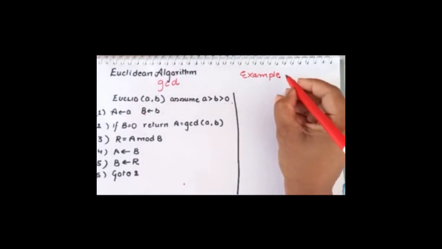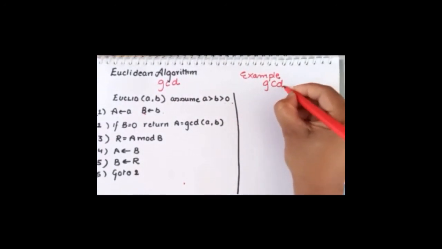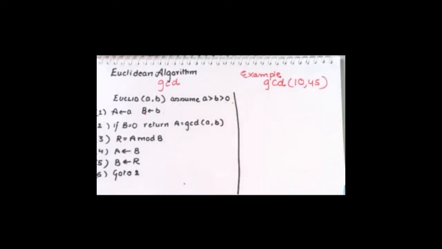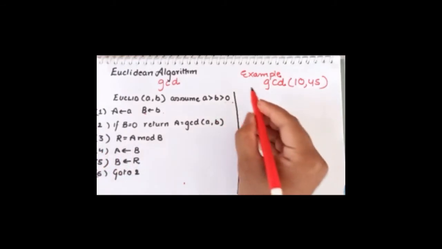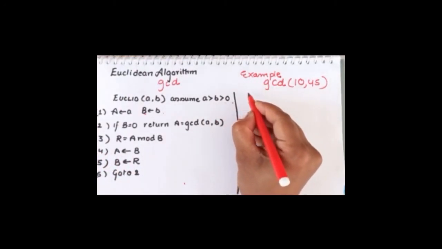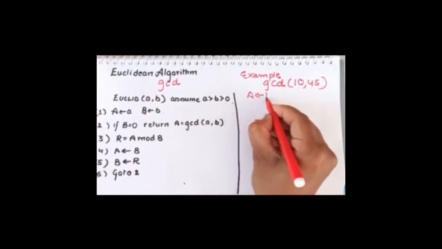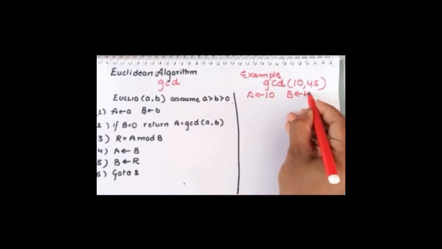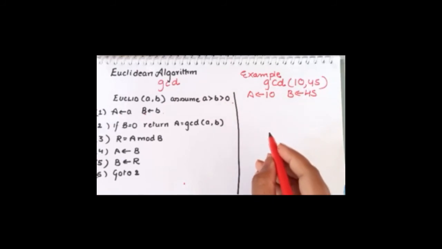Example is GCD 10 comma 45. This is my example here. Now by using the algorithm, what I will do is I will basically put 10 into A, and I will be putting my value of 45 in B.